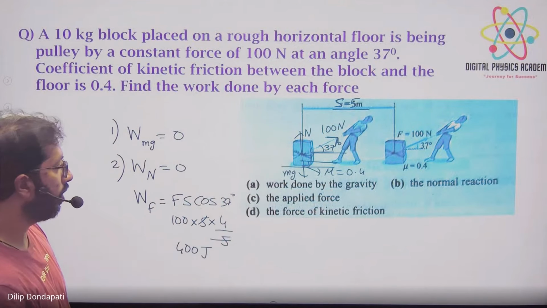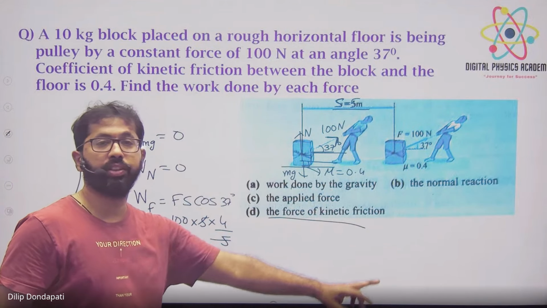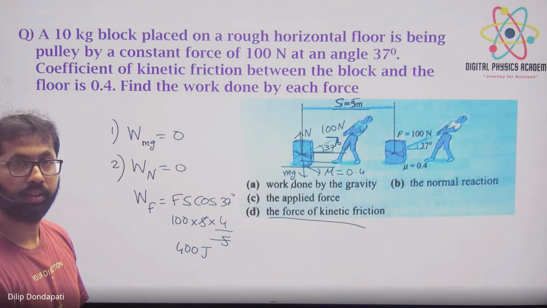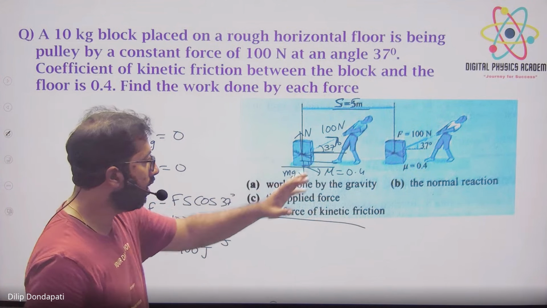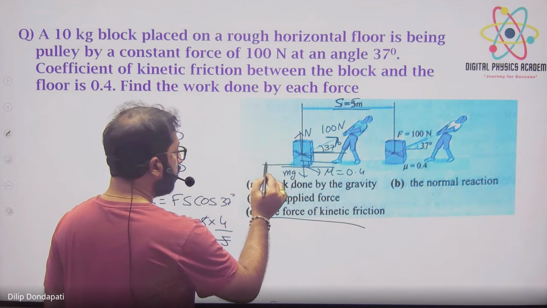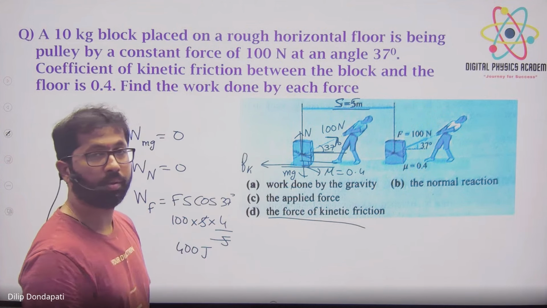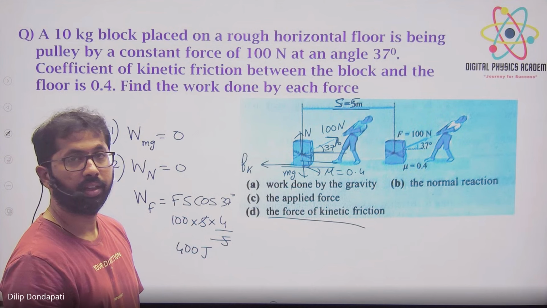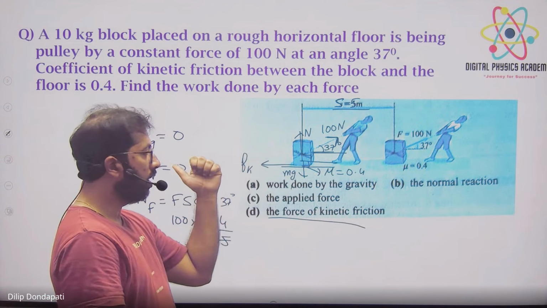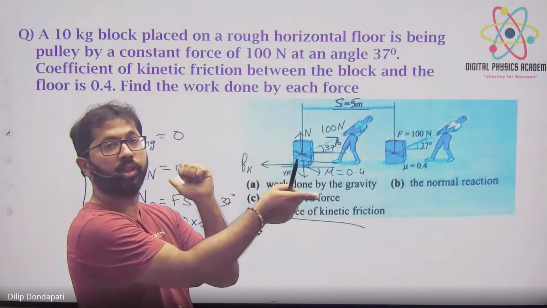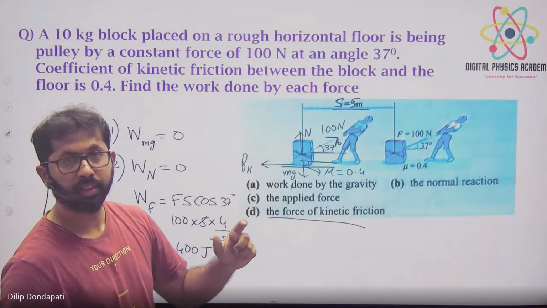Use that one. And force by kinetic friction. Okay. When the object is moving, the friction force acting in the opposite direction, we call it as Fk. And Fk का formula मालूम है ना? Mu k times of N. Here देखो, force and displacement are in the opposite direction. We use minus Fs. So tell me, what's the distance? 5 meters.